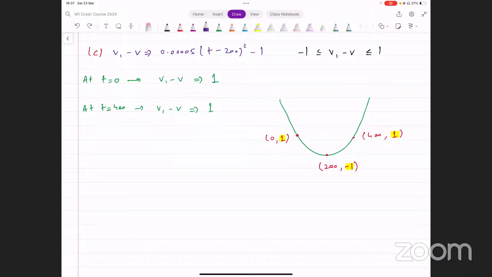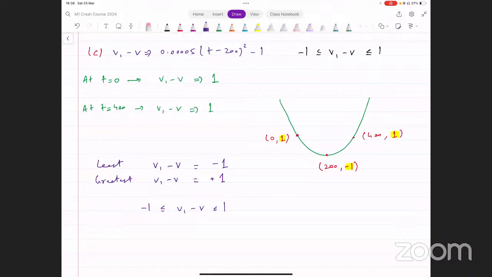That means what's the least value of v1 minus v? The least value is -1. And what's the greatest value of v1 minus v? The greatest value is +1. So that means v1 minus v is supposed to be between -1 and +1.